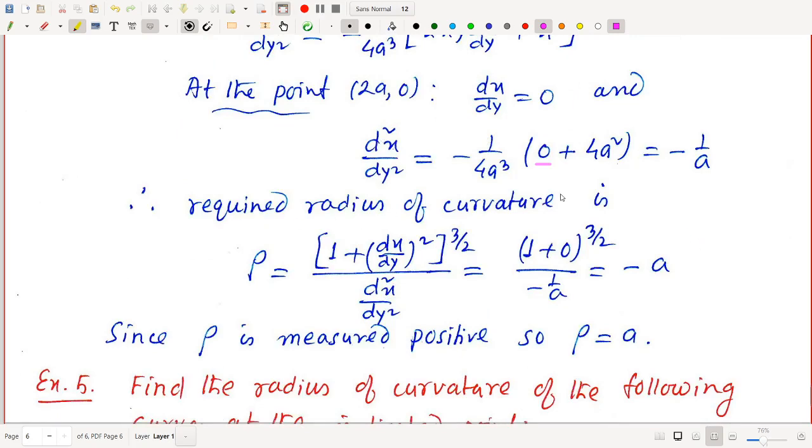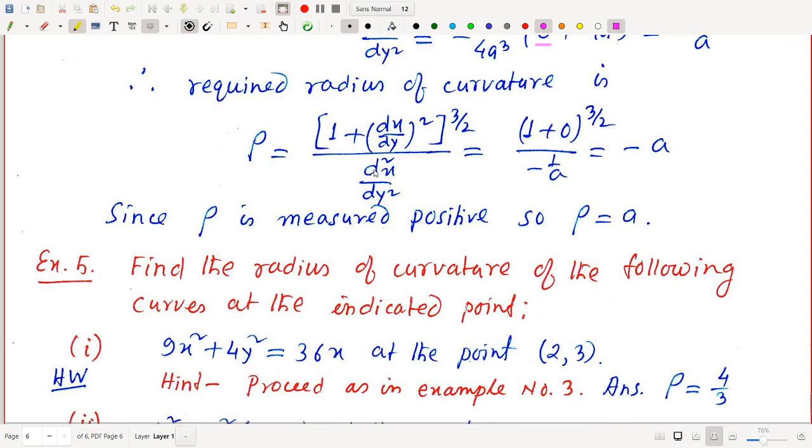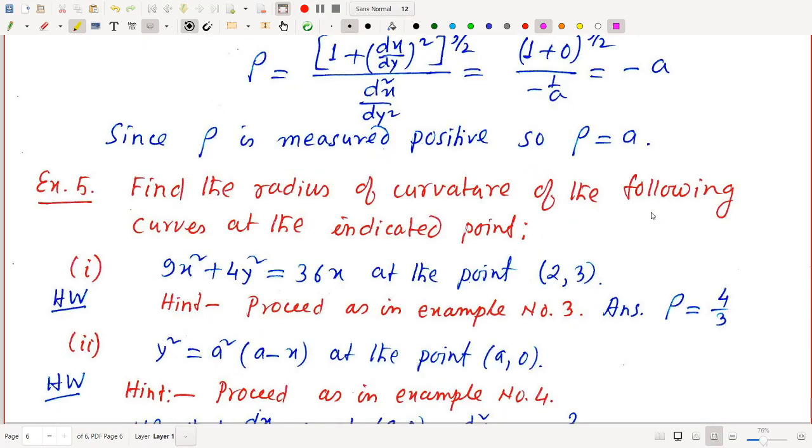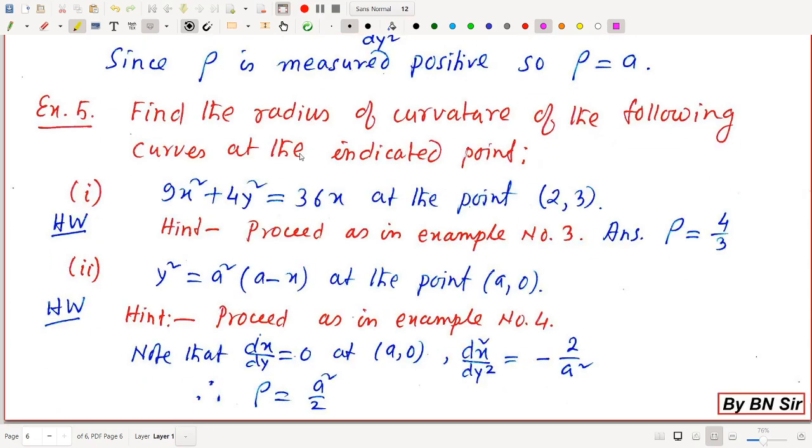Therefore the required radius of curvature is, this time we shall use the second formula, rho equal to (1 plus (dx by dy) square) to the power 3 by 2 by d square x by dy square. Dx by dy is 0, d square x by dy square is minus 1 by a, so it is finally minus a. But by convention, rho, the radius of curvature, is measured positive, so we shall write rho equal to a only.